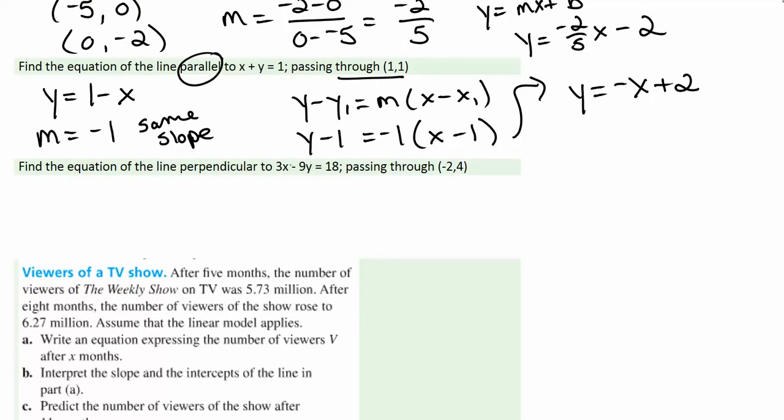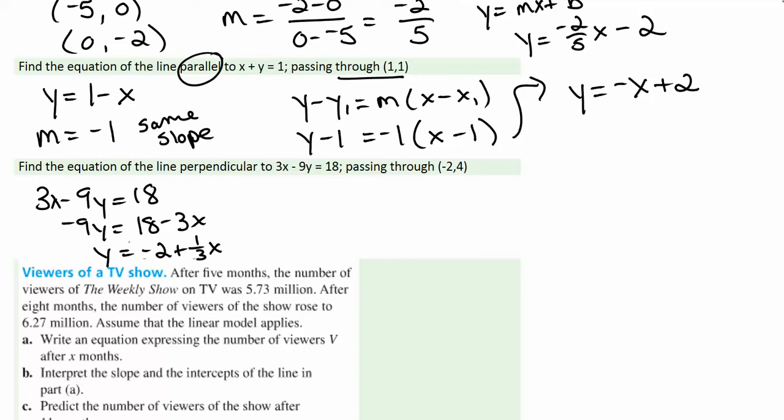To find the equation of the line perpendicular, again, we need to first find the slope. So 3x minus 9y equals 18. Negative 9y equals 18 minus 3x. So y is equal to -2 plus 1/3 x. Because I divided each of these by -9, that would make -2, and -3 over -9 is positive 1/3. So the slope of the perpendicular line is going to be -3, because it's the negative reciprocal of the slope of this line.